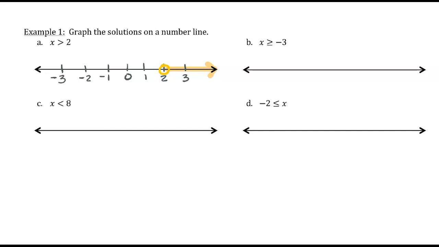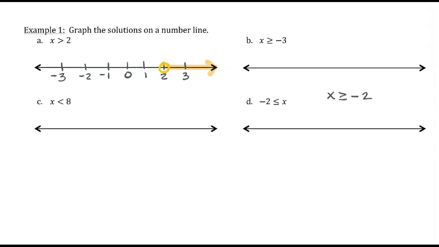Let's look at part D. In part D, we have negative 2 is less than or equal to x. You could also think of this as x values need to be greater than or equal to negative 2. Let's start with our number line, centering at 0 with positives to the right and negatives to the left. Negative 2 is right here. If we want x values to be greater than or equal to negative 2, we want x values that are greater than negative 2, so to the right of negative 2.